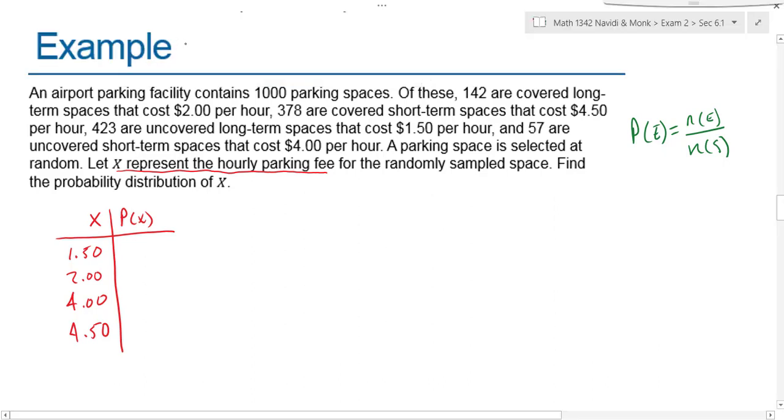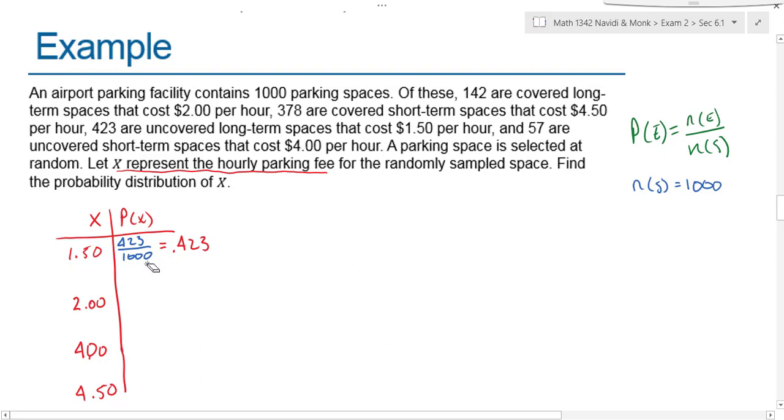1,000 parking spaces. The number of elements in our sample space is always going to be equal to 1,000. So to get the probability for the places that cost $1.50 per hour, we look and see how many places we have. The number of elements in this event would be 423 divided by 1,000. When you put this into your calculator, you end up with 0.423. Actually, there's no need to put it in your calculator.